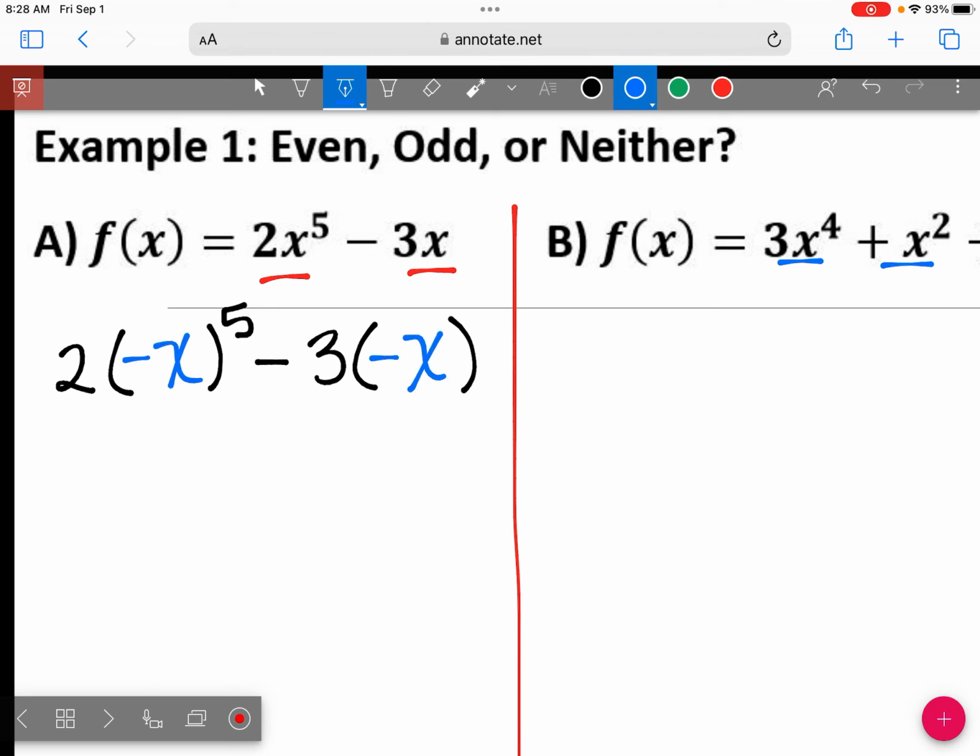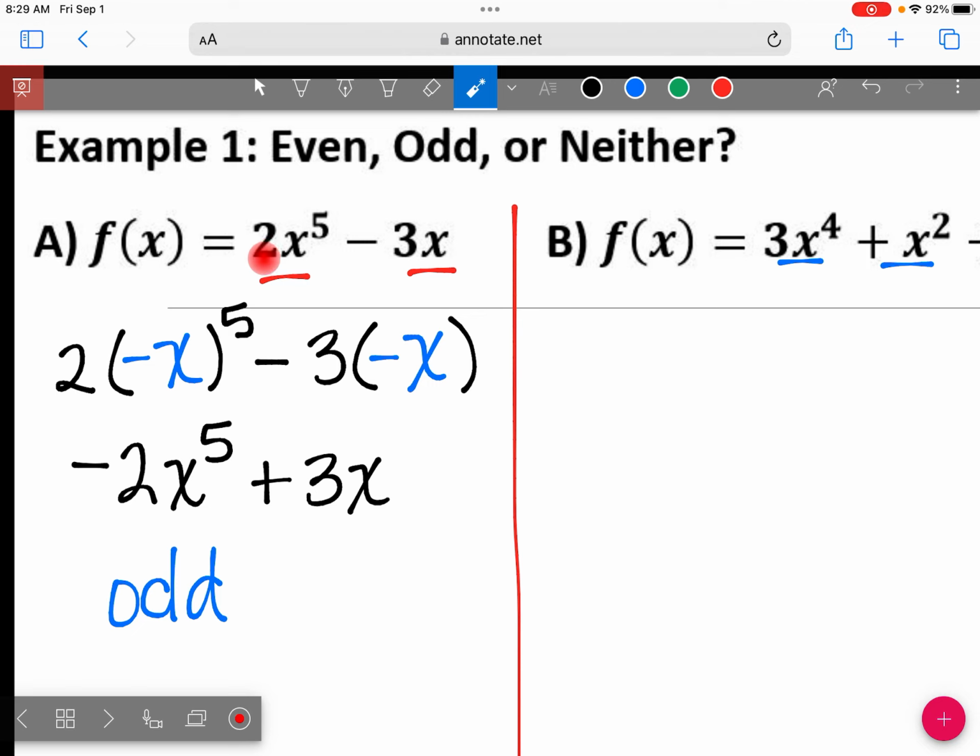So let's look at this again here. So we have -1 to the power of 5, which is -1. And then what is -1 times 2? -2x. So do you see how this changed? Oh. Because it was positive, and now it became negative. And then this was -3, and it became a +3. Both signs are opposite of the original function.